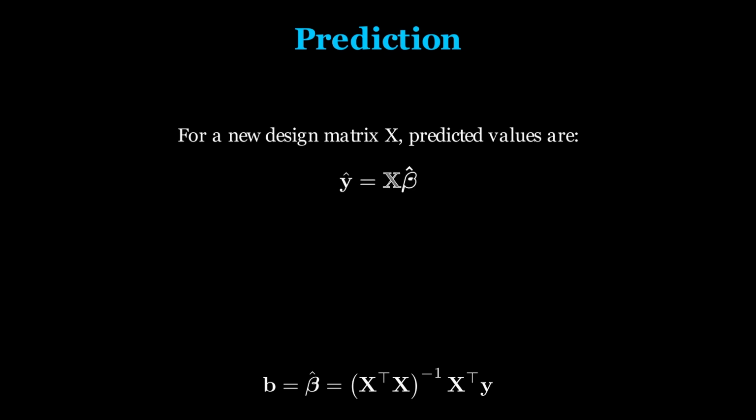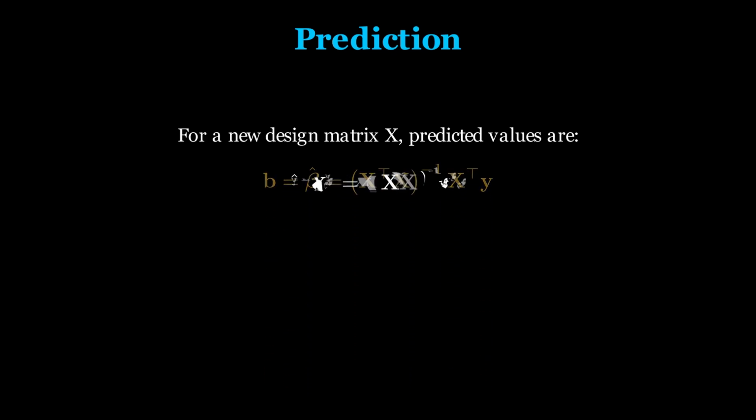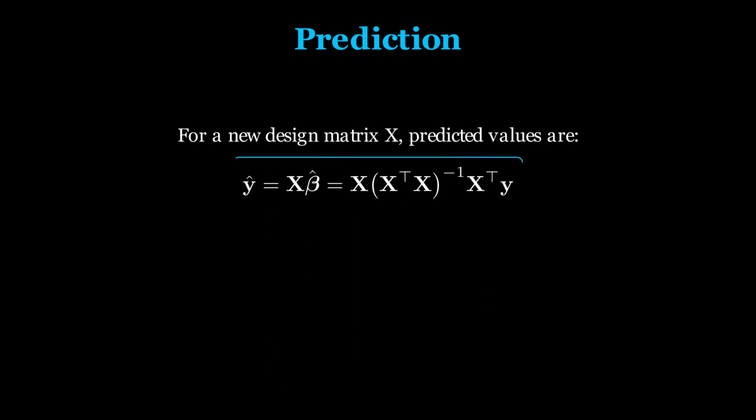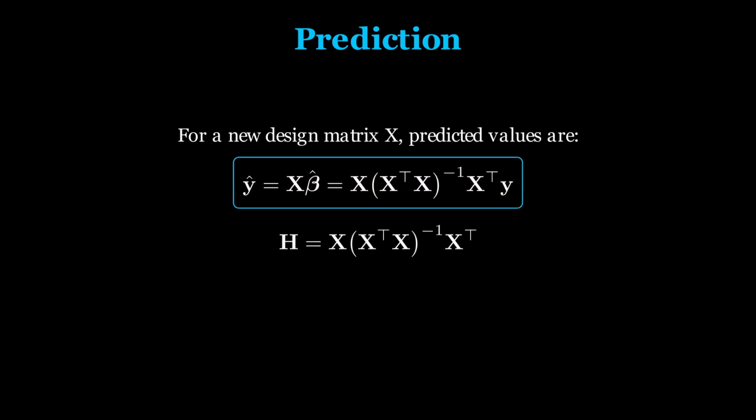To make predictions, we multiply the design matrix x by beta hat. Substituting in beta hat, we get the following formula on the screen. The matrix x times x transpose x inverse times x transpose is sometimes called the hat matrix, represented by capital H. It is called the hat matrix because it puts the hat on y through the equation y hat equals H times y.